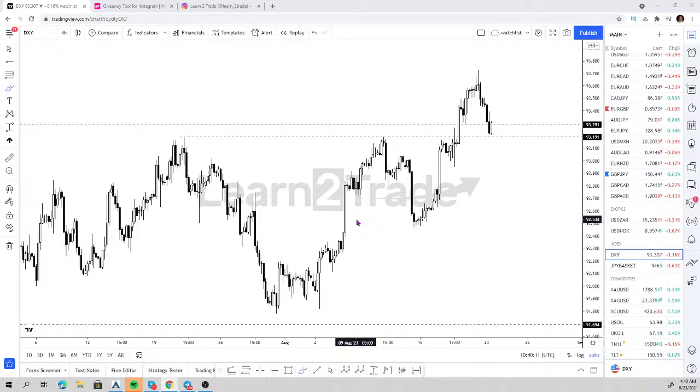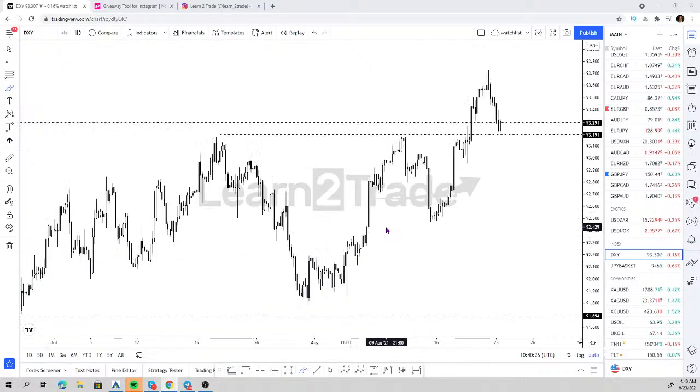So let's start by looking at the DXY. Then we're going to look at the US dollar Mexican peso, which is my trade for today, right? And we're going to look at gold too, right? I don't use indicators at all.